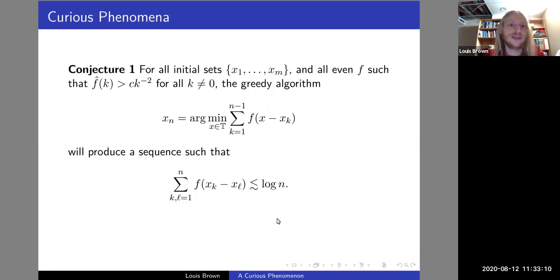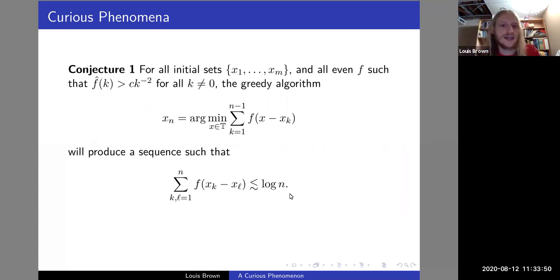So now let's talk about the curious phenomena of these sequences. We conjecture that for all initial sets, x1 through xm, and all even f, with f hat of k greater than c k to the minus 2 for all non-zero k. Remember, these were just the conditions for Posinger's theorem earlier, that the greedy algorithm, xn equals argmin sum from k equals 1 to n minus 1 of f of x minus xk, will always produce a sequence such that this double sum over k and l going from 1 to n of f of xk minus xl is at most on the order of log n.